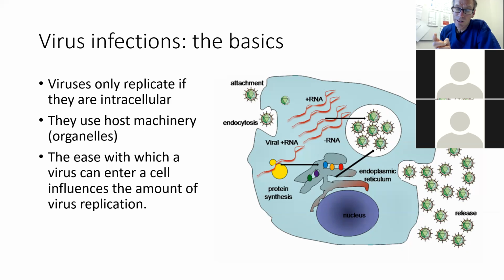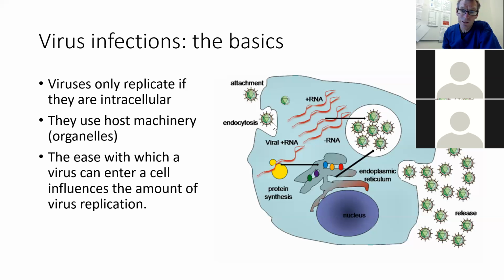And in some ways, it's the ease with which a virus can enter the cell that determines the amount of viral replication. For example, with COVID, the virus enters the cell, and probably the Delta virus can enter the cell a bit quicker than the alpha form of COVID. And dengue is a bit the same. With the first episode of dengue, the virus is a bit slower to enter the cell than with subsequent episodes of dengue. And there's a good reason for that.